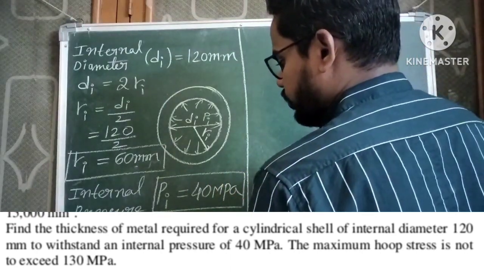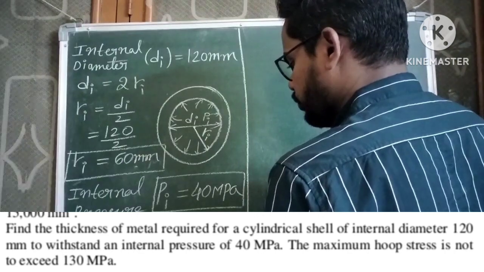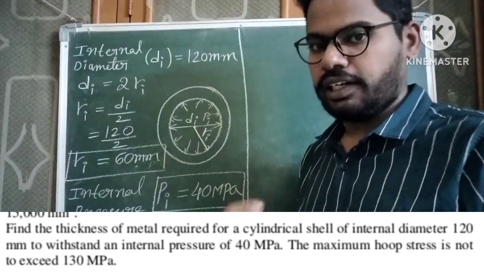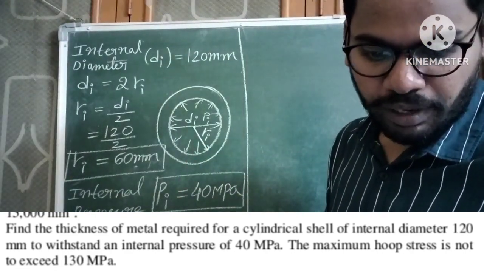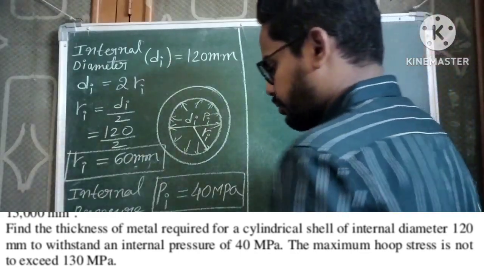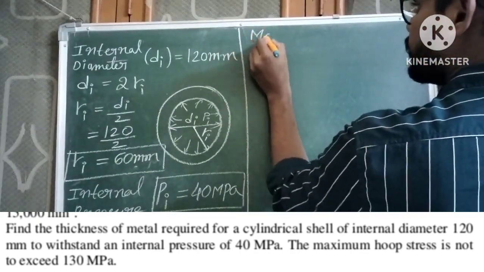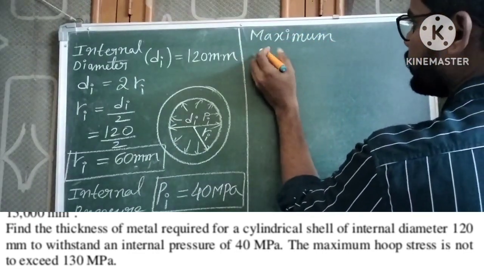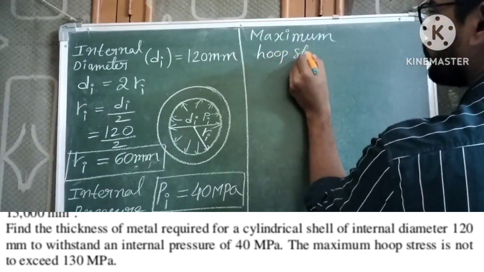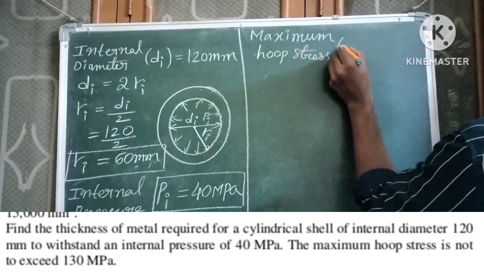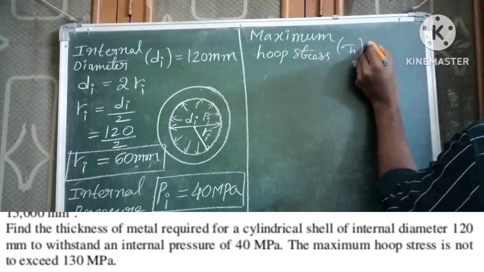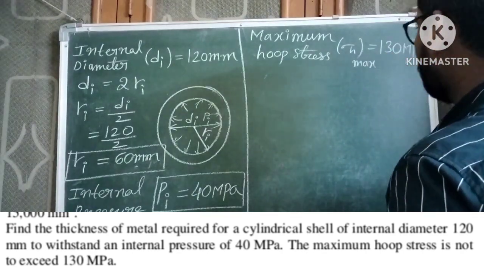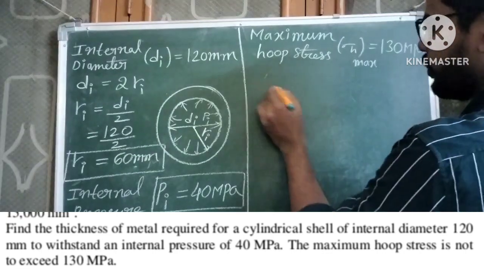Okay. So 1 megapascal is equal to 1 Newton per mm square. So this cylindrical shell is subjected to internal pressure. Next, the maximum hoop stress is not to exceed 130 MPa. So we are given the maximum hoop stress. Hoop stress is also known as circumferential stress or tensile stress. Maximum hoop stress, sigma h max, is equal to 130 MPa or 130 megapascals, or 130 Newton per mm square.